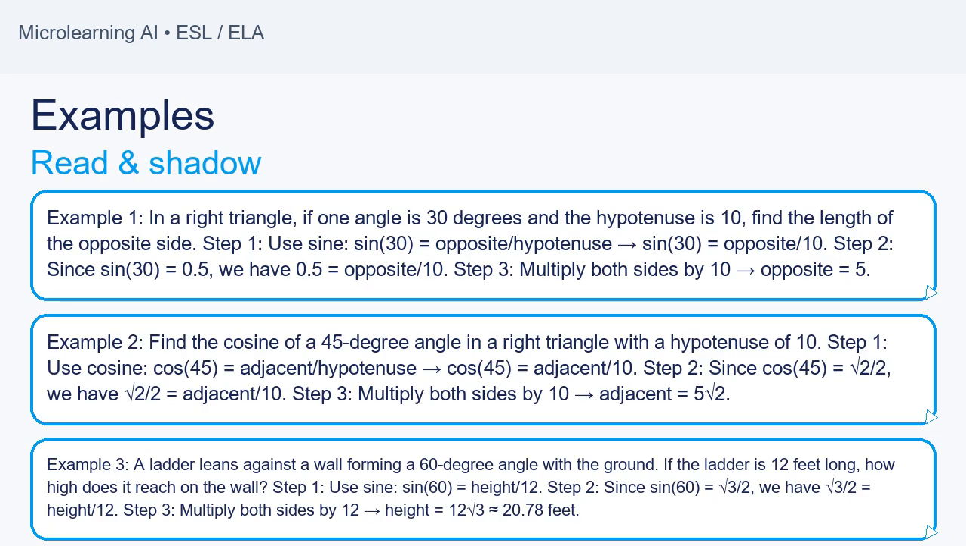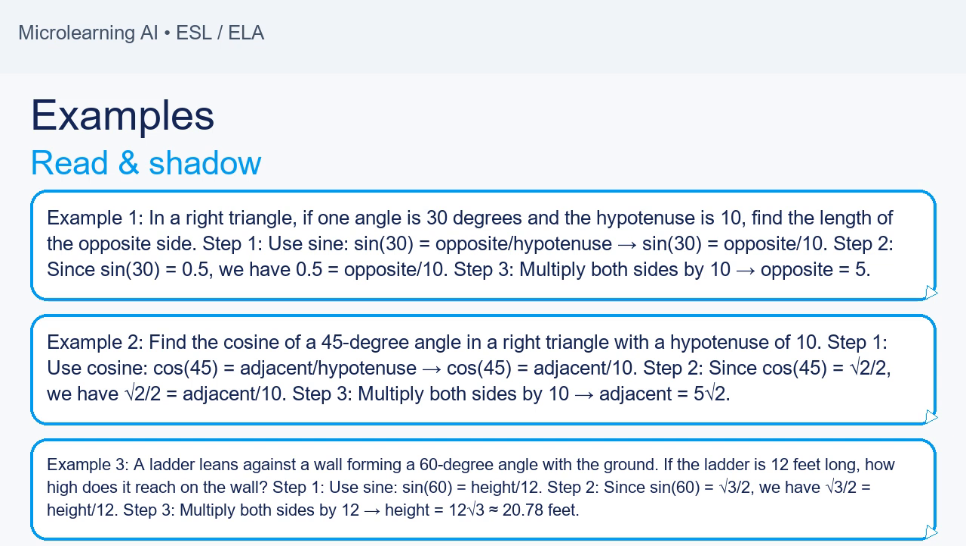Example 1. In a right triangle, if one angle is 30 degrees and the hypotenuse is 10, find the length of the opposite side. Step 1. Use sine. Sine 30 equals opposite over hypotenuse. Sine 30 equals opposite over 10.